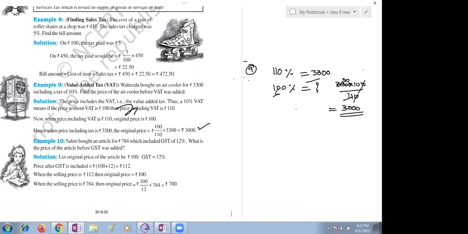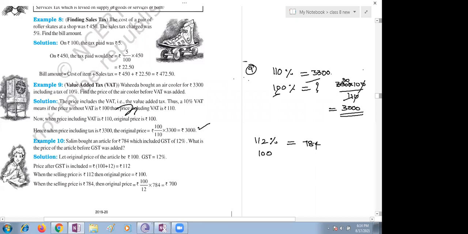Salim bought an article for rupees 784, which includes GST of 12%. Whenever you get "included", you just add to 100. 12% included means 112%. 112% is nothing but 784. What is the price of the article before GST?